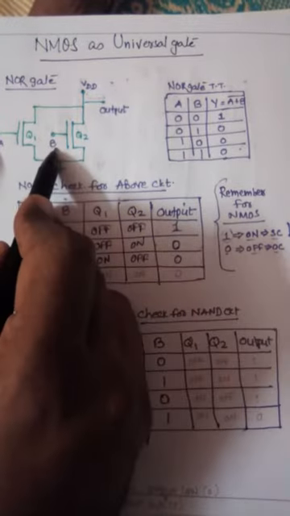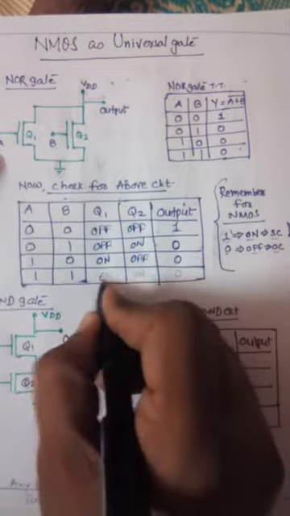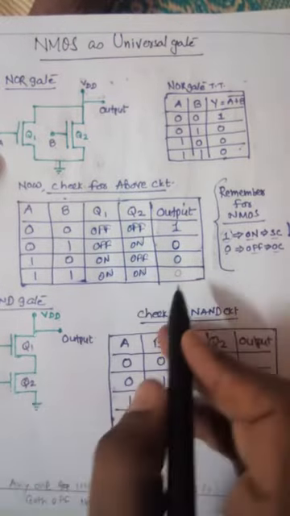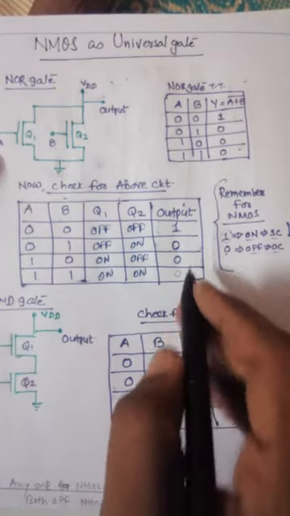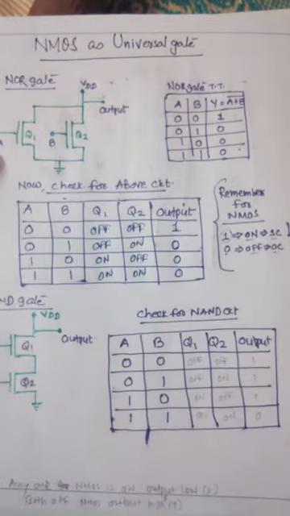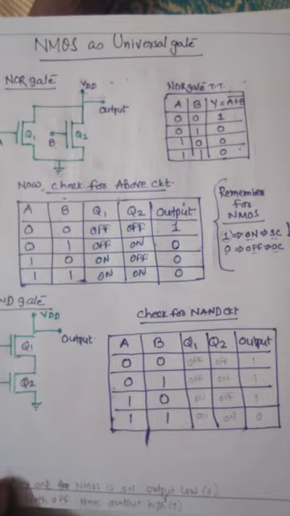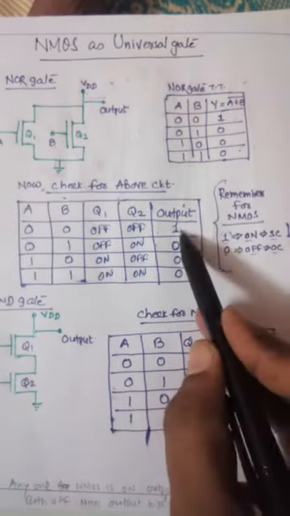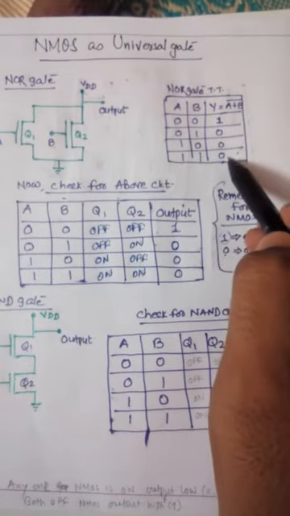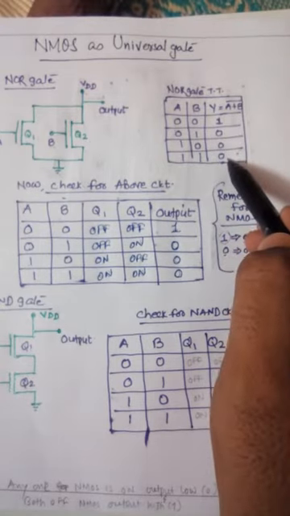Now both are high. Both high means what? Both Q1 and Q2 are on. So current flows easily through to the ground from VDD to ground, and that's why the output is 0. So this is the NOR gate. Now the output is 1 0 0 0, which matches our NOR logic gate truth table.